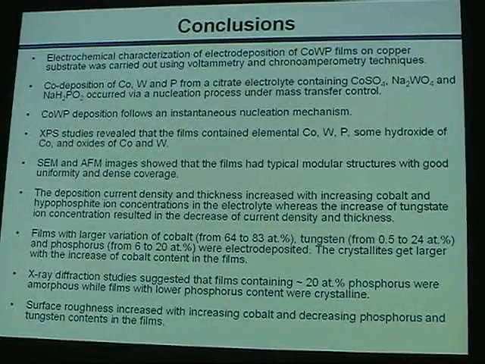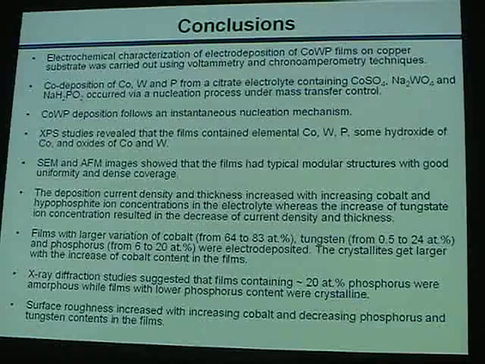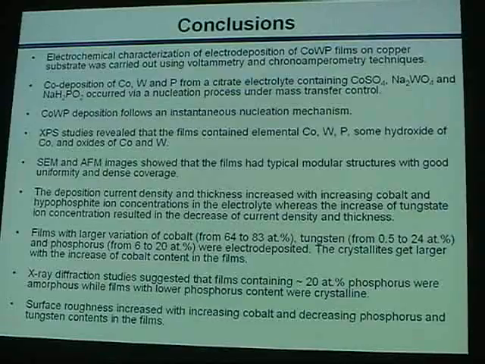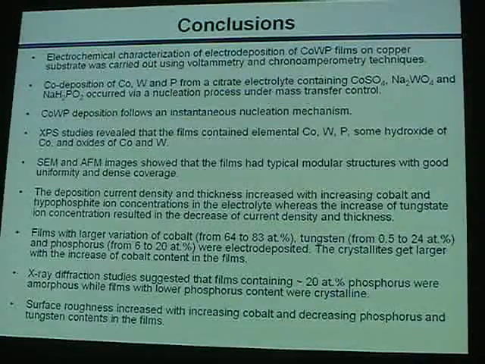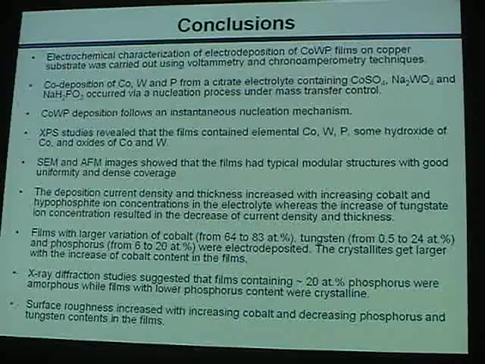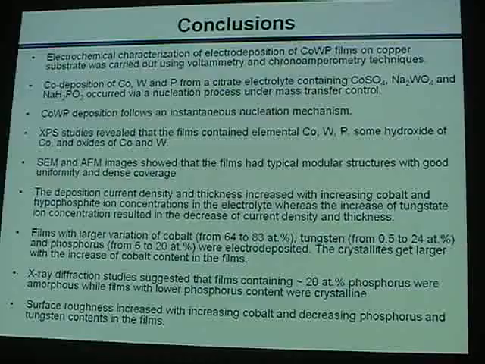SEM and AFM images show that the film has a nodular structure with good uniformity, dense coverage and a very smooth surface. The deposition current density and thickness increase with increasing cobalt and hypophosphite ion concentration in the electrolyte. But an increase of tungsten ion concentration results in a decrease of current density and thickness. So we can deposit films by changing the electrolyte concentration with a large variation of the components, like cobalt from 64 to 83%, tungsten 0.5 to 24%, and phosphorus 6 to 20%.